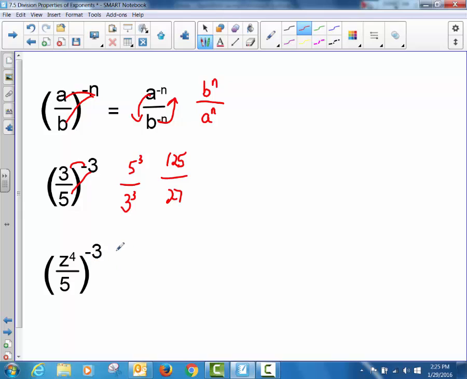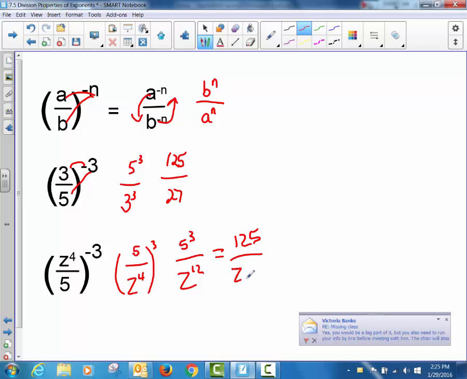So, we flip the fraction. We make it 5 over z4. And we apply a positive 3 to it. So that means we're going to have 5 to the third over z to the 3 times 4, which is 12. So that gives us 125 over z12.